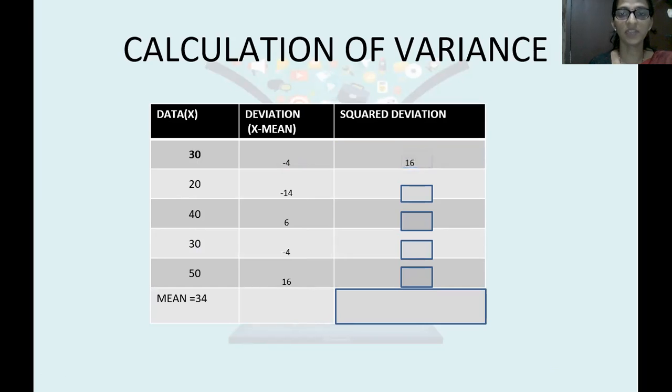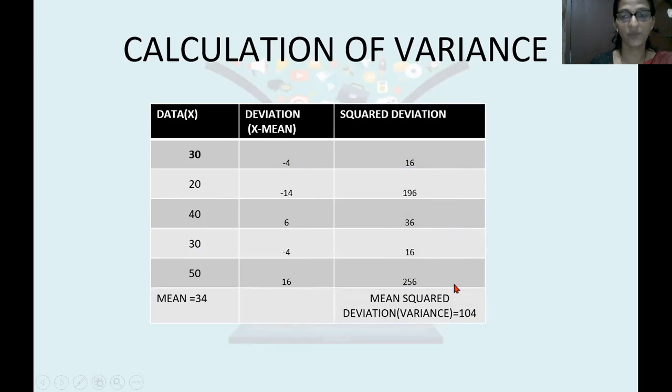Squaring the deviations, we get 16, 196, 36, 16 and 256. Then we find the average of all these squared deviations. Adding them and dividing by the number of values, we get 104. 104 is the variance for this set of data.